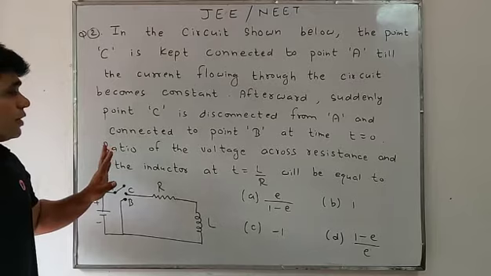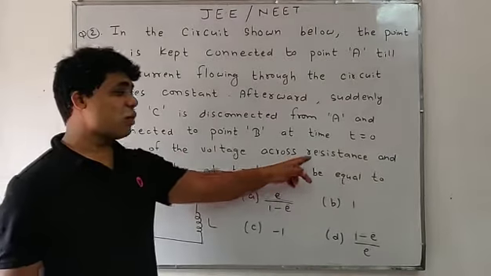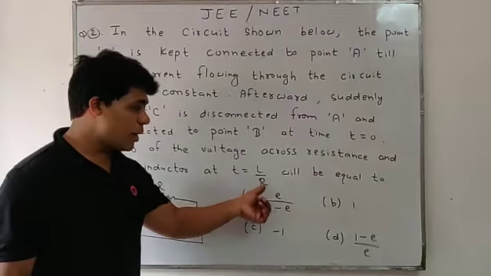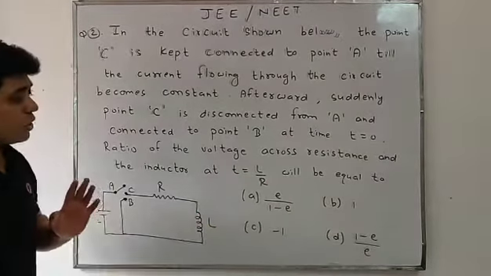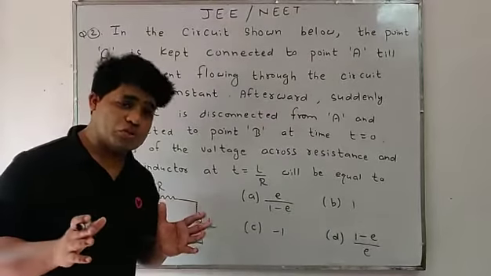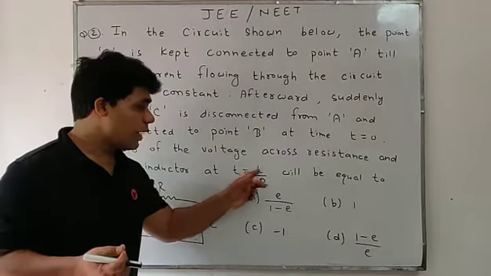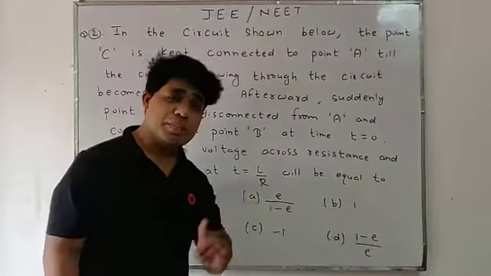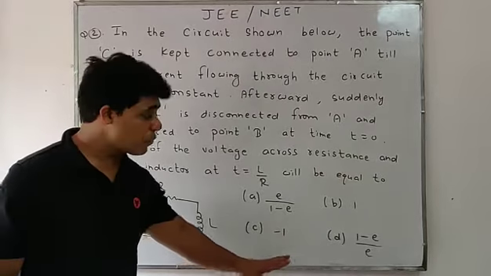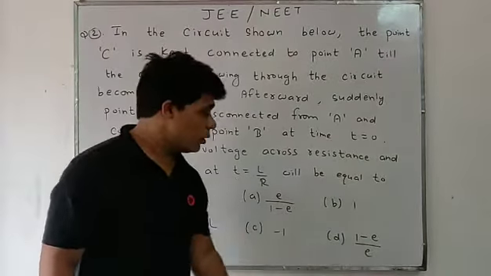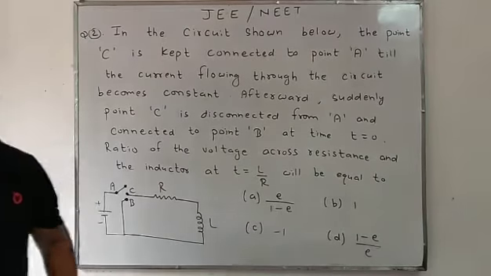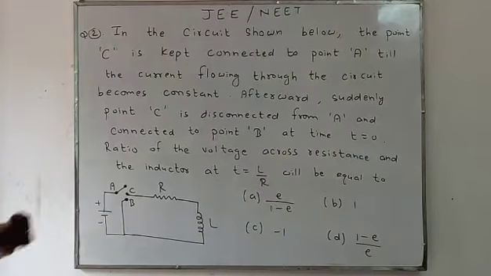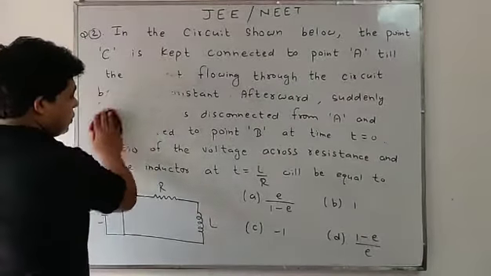He is asking the ratio of the voltage across the resistance and the inductor at small t equals L by R. Actually he is asking about the time constant. Tau is the time constant, L by R. We are given 4 options: option A, e; 1 minus e; option B, 1; option C, minus 1; and option D, 1 minus e upon e. Actually e is the logarithm base. You can take a screenshot, you can write the question. Now I'm going to remove this question for solving this completely.